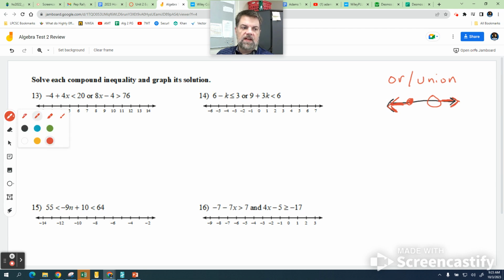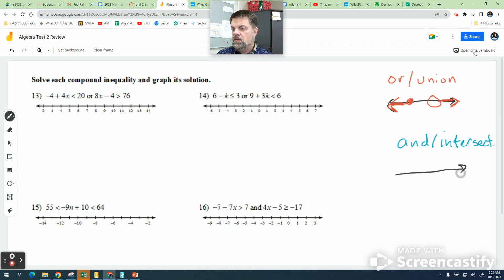All right. Now, if you don't have colored pencils and pens, that's okay. I'll show you another way that you could graph these. If you see the word and, that's an intersection. You guys remember that from algebra, intersection. And so on your number line, they're going to overlap. So you might have an open circle here, closed circle. You can have all kinds of variations, but it's going to be where they overlap.